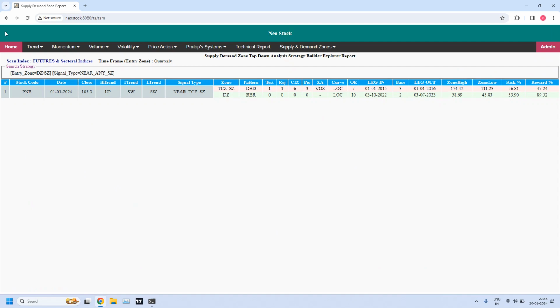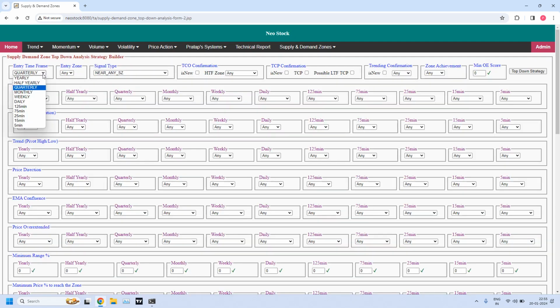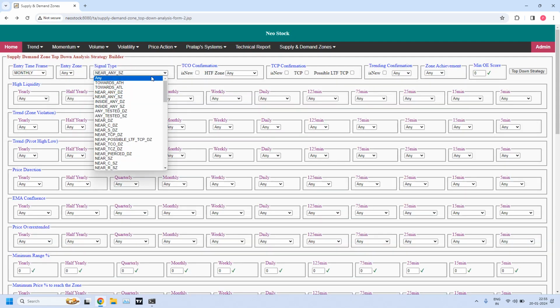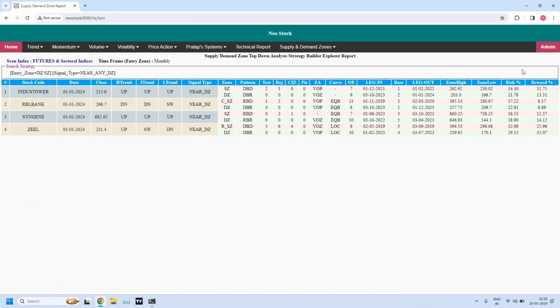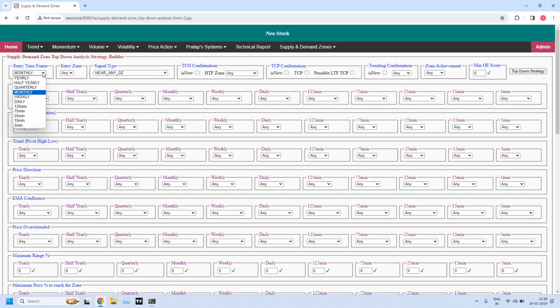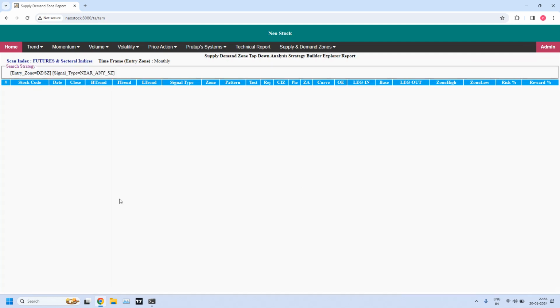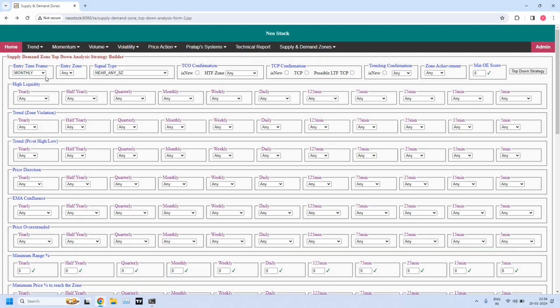So let me go back. Let me change the time frame to monthly. Let us find the stocks near the monthly demand zone. 4 stocks are filtered near the monthly demand zone. So let me go back. Monthly time frame, let us find the stocks near the monthly supply zone. No stocks are there.